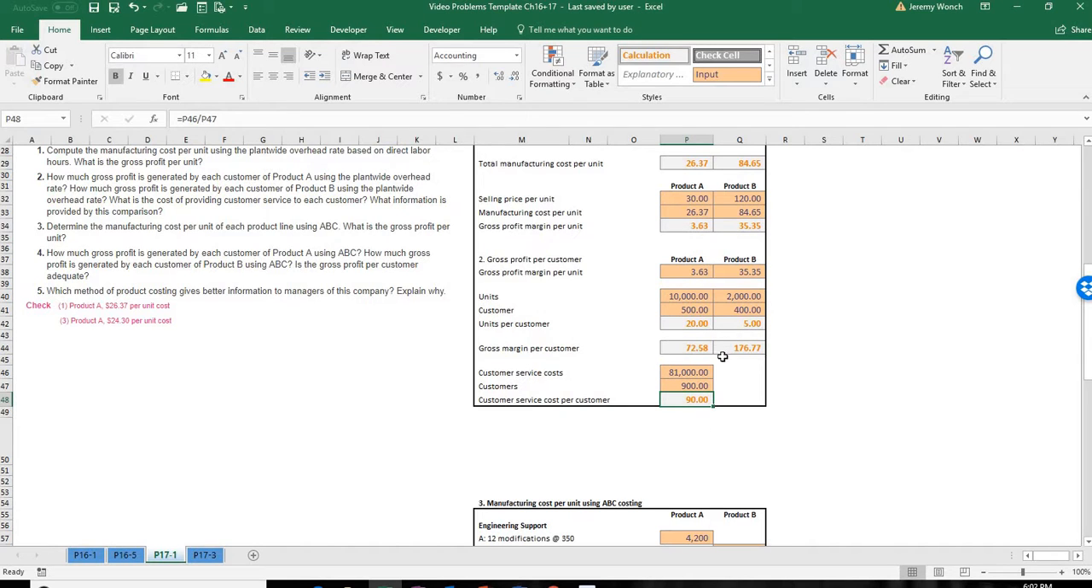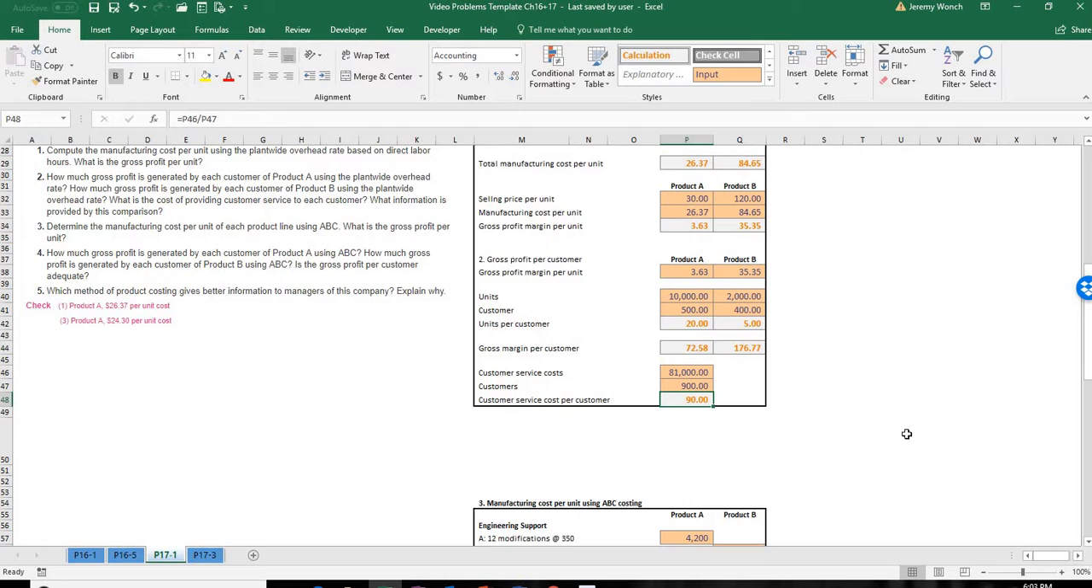And so if we glance up here at our gross margin per customer, if we look at product B, they've got a gross margin of 176 plus customer service costs of 90, so they're making a profit. So there's no problem with product B. But if we look at product A, they're only making $72 before customer service costs. So it looks like product A is actually losing money. Now, if we're a manager, we might look at this and say, hey, product A is not profitable. Maybe we discontinue making it and selling it.